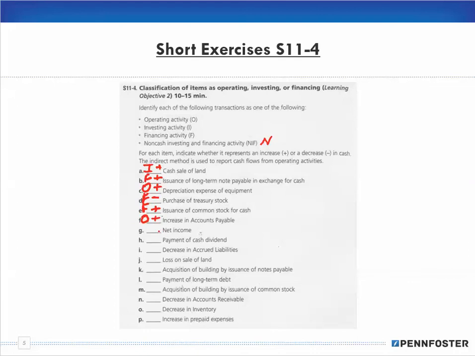Right, net income, that's shown in the operating activity section, and as income goes up, that's more cash for us. So that's a plus in that respect. Right, payment of a cash dividend. All right, cash dividend is part of the financing activities, and when we pay it out, we're decreasing our cash. So that's the negative there.